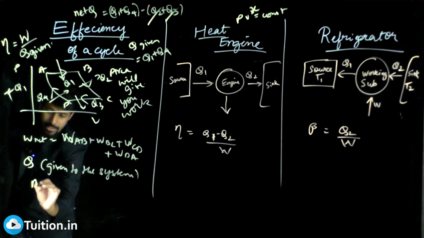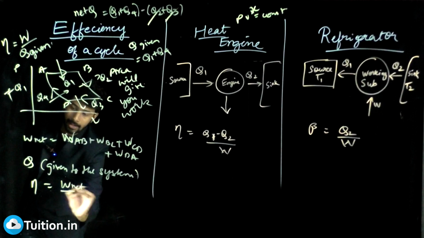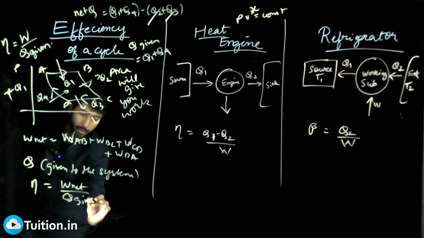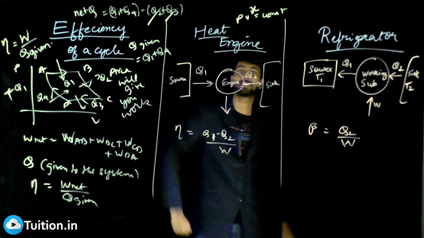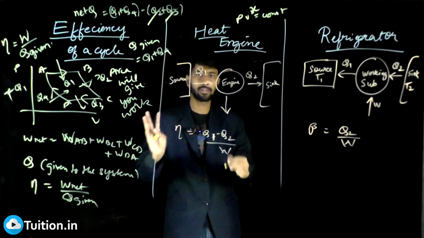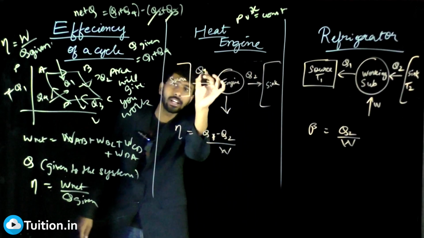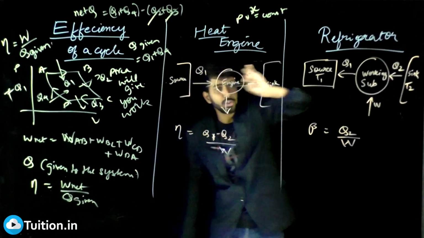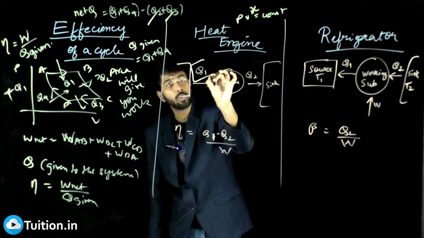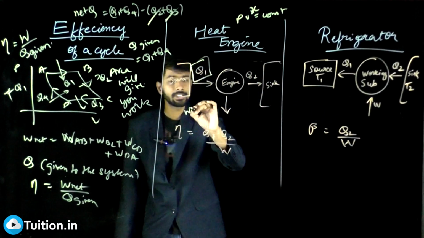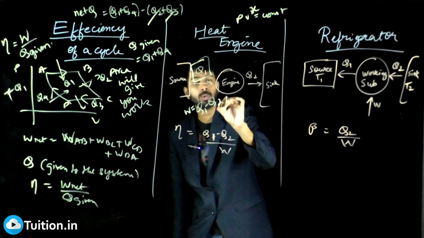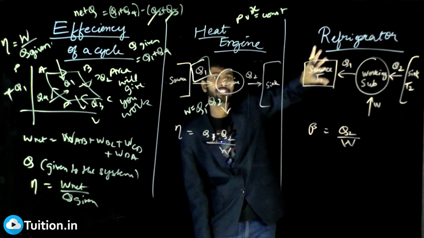And then finally efficiency is work done net by Q given, right? Use this formula. That's how you calculate efficiency for a cycle. Coming to what heat engine is. Heat engine is a very simple device. It takes Q1 heat from a source, rejects Q2 heat. It doesn't use all this Q1 to do work. It uses only some Q1 minus Q2 to do work, right? And the rest of the Q2 it rejects to some sink.